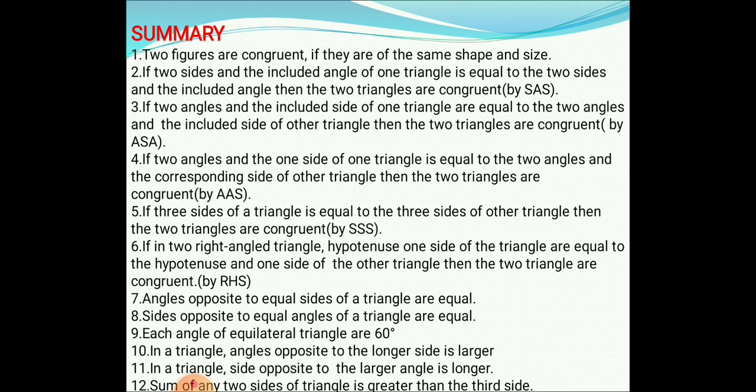Seventh is, angles opposite to equal sides of a triangle are equal. Eighth is, sides opposite to equal angles of a triangle are equal. Ninth is, each angle of an equilateral triangle is 60 degrees. 10th is, in a triangle, the angle opposite to the longer side is larger. And the 11th is, in a triangle, the side opposite to the larger angle is longer. 12th is, the sum of any two sides of a triangle is greater than the third side.